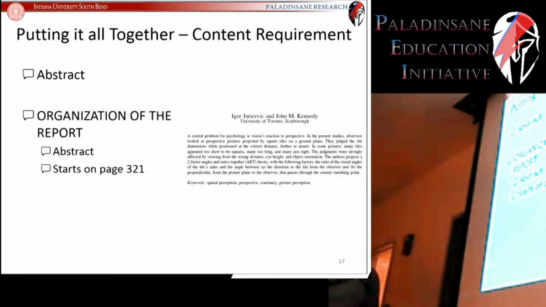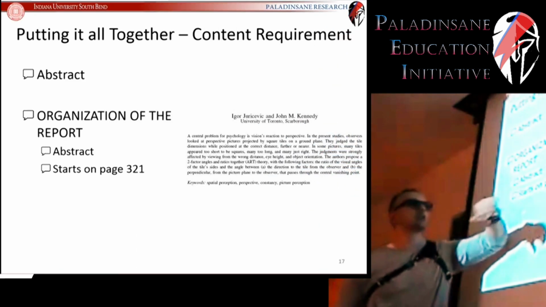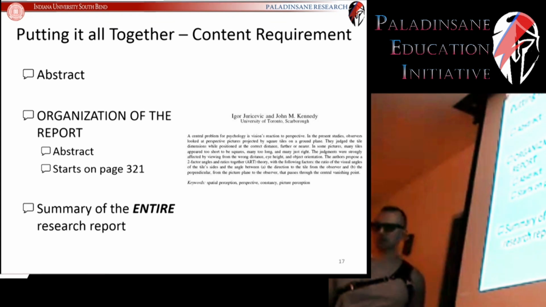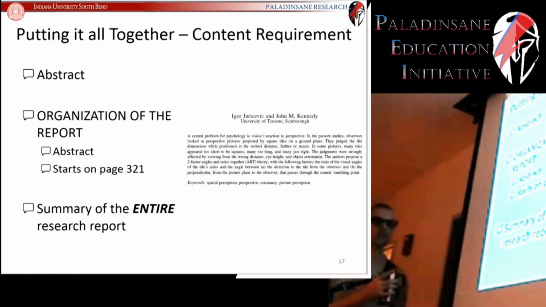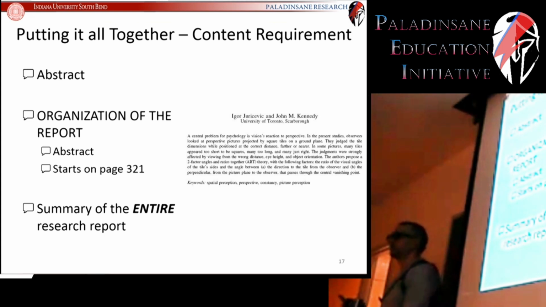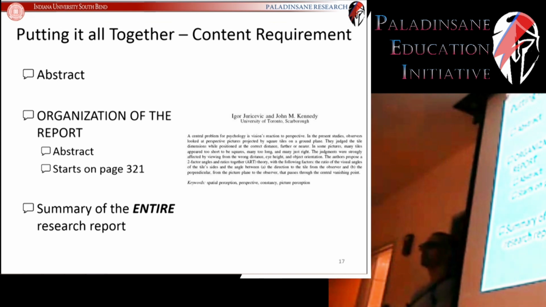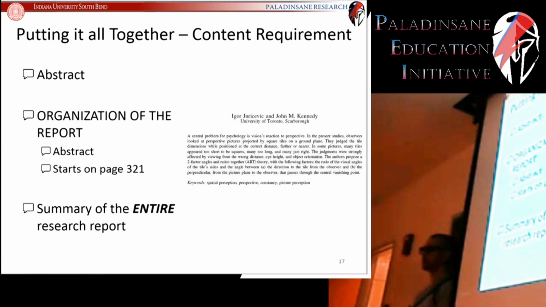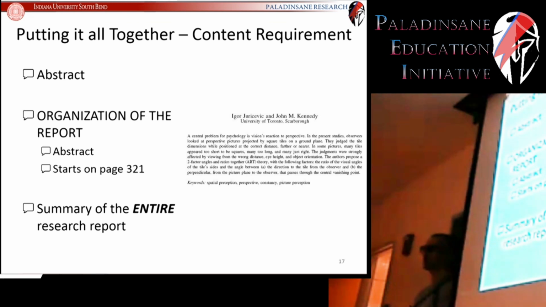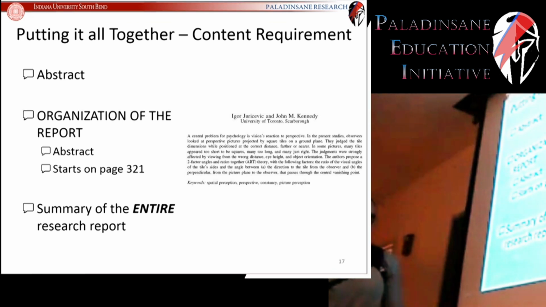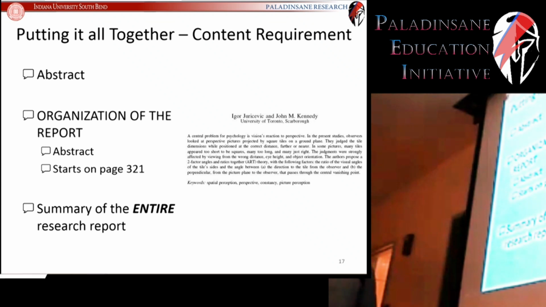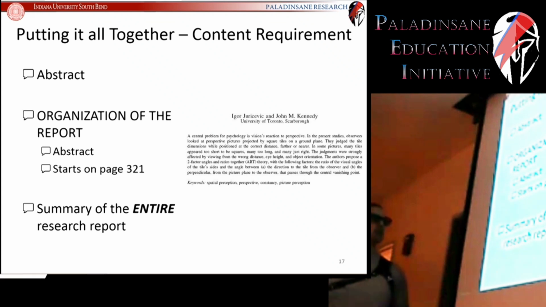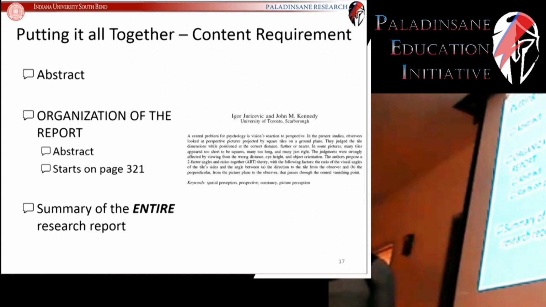Your abstract, again, for more details, see organization of the report, is a summary of the entire research report. It is like a movie trailer that gives away the entire movie. If you've ever watched a movie trailer, and at the end you're like, well, they gave away the biggest spoilers and sort of ruined the ending, I guess I don't need to see the movie, that's exactly what you don't want in a movie trailer. That's exactly what you want in an abstract. It's a complete summary of the entire research report.